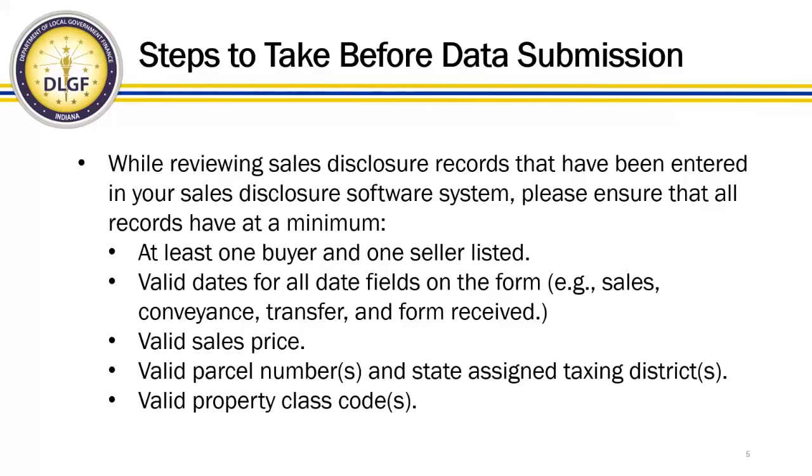We need to have at least one buyer and seller listed. Obviously, on that sales disclosure form, there needs to be one buyer and one seller. We need to have valid dates in all of the different date fields on that form. There are some different date fields: the sales conveyance, the transfer, and when the form was actually received. Then a valid sales price, the valid parcel number or numbers if it's a multi-parcel sale, the state assigned taxing districts that it was sold in, and finally the valid property class codes.